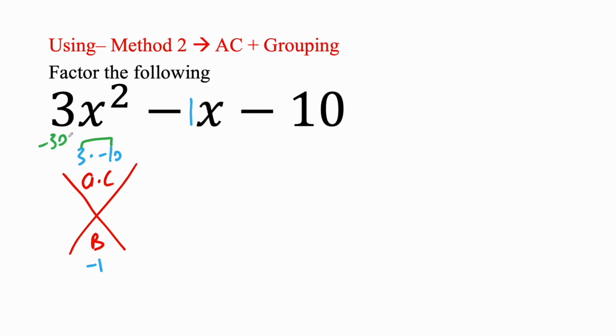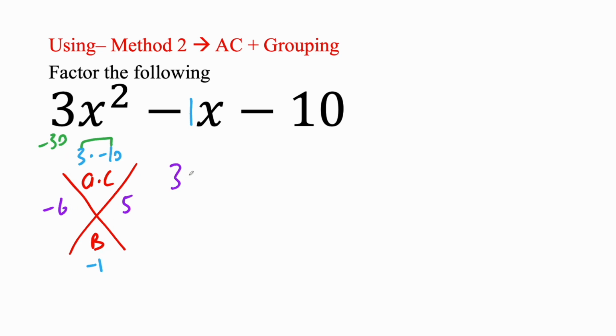So at this point, we think to ourselves, what two numbers multiply to give us negative 30, but add to give us negative 1? So initially, you might be thinking of ways to get 30. 1 and 30, 2 and 15, 3 and 10, 5 and 6, and so on. But once you narrow it down, it's going to be negative 6 and 5, and we can try it. Negative 6 times 5 is negative 30, and negative 6 plus 5 is negative 1.